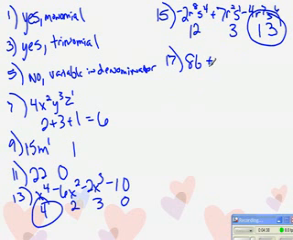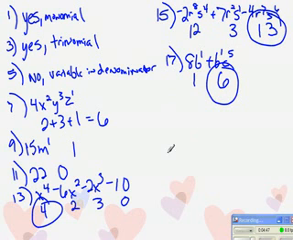Number 17, we have 8b plus bc to the 5th. Don't forget the 1 on that b. That's just a 1 because it's only a 1. 1 plus 5 gives me 6, so 6.